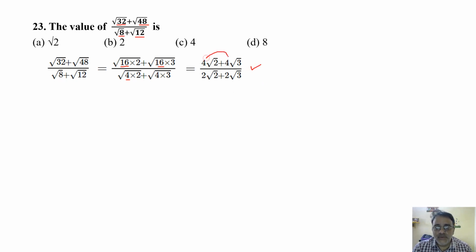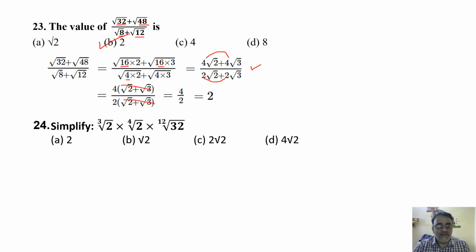अब ये दोनों में 4 कॉमन ले सकते हैं और ये दोनों में 2 कॉमन ले सकते हैं. So ले लिए. Now this will be cancelled and we are getting 4 by 2 and the value of 4 by 2 is 2 and the correct option is Option B. Option B, right. So now we are moving toward question number 24.